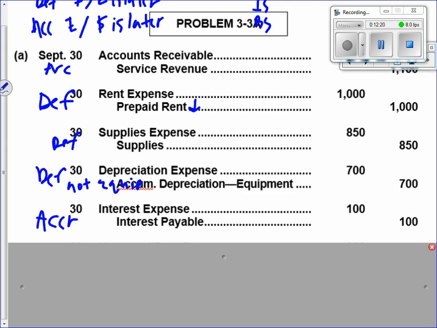Back to the salaries one, I always forget to write those down. That was an accrual as well. Our employees worked, we're going to pay them later. Are we down to just one left? Wow.